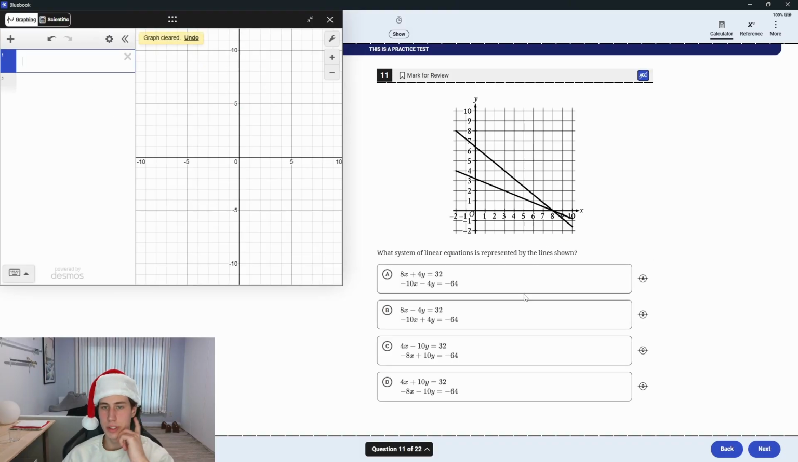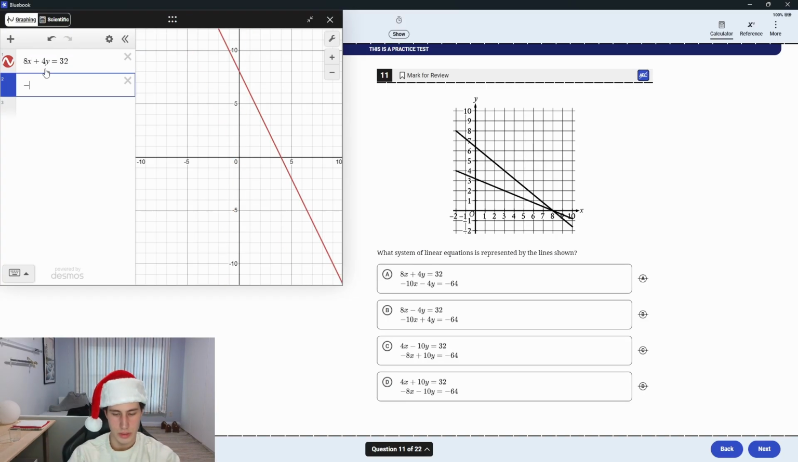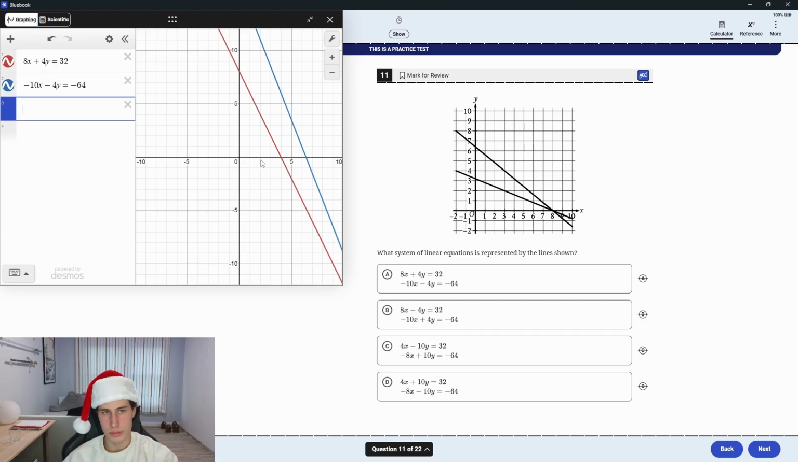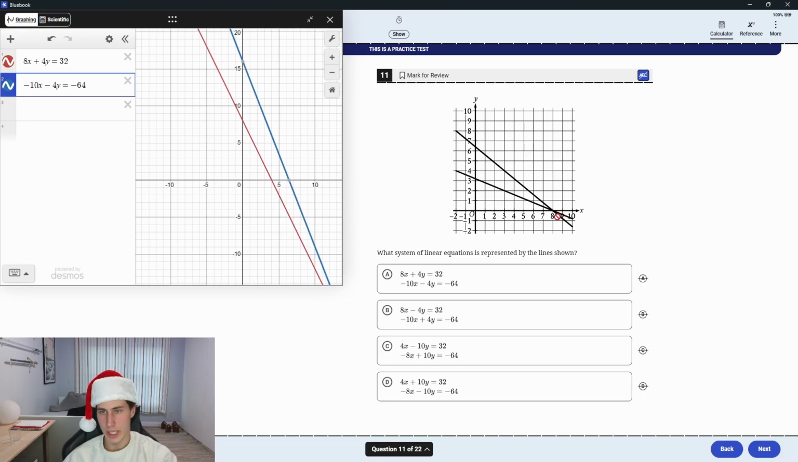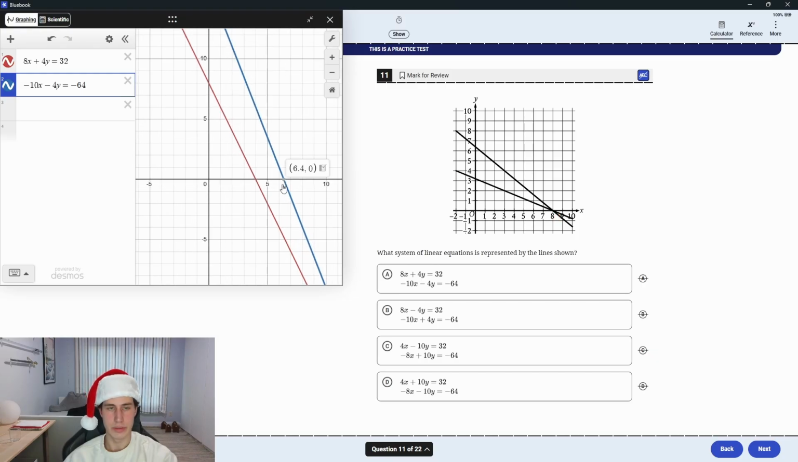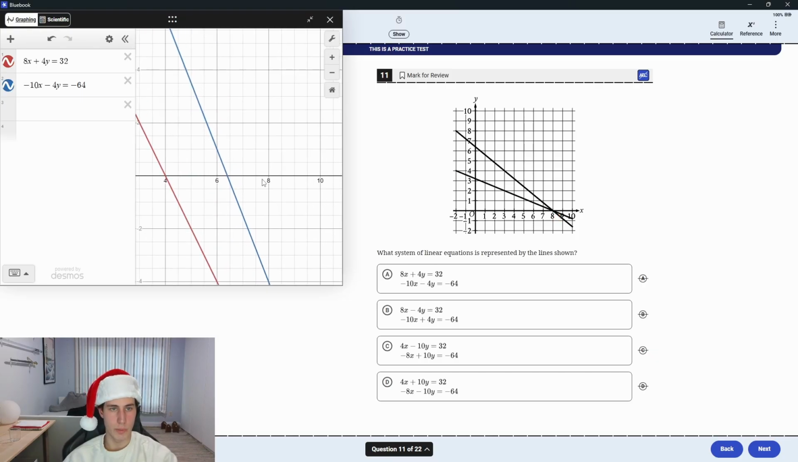So, what system of linear equations is represented by the lines shown? In this case, let's just plug in all the different answer choices and see which one matches up closely with this. So, x plus 4y equals 32. Negative 10x minus 4y. So this intersects eventually, yes, but not at the 8, 0 point. So we need to see where it intersects at around here. So A is not correct.